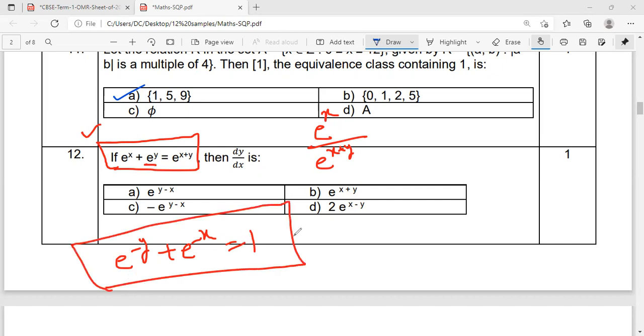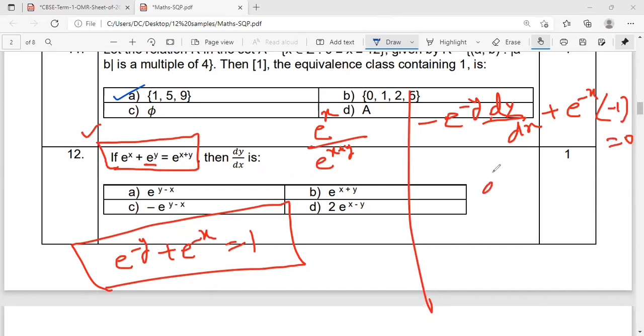Okay. And then you can differentiate both sides with respect to x. The derivative of e to power minus y is e to power minus y, and the derivative of minus y is minus dy by dx. So minus sign out, dy by dx, and plus e to power minus x, and the derivative of minus x is minus 1. This should be 0. So what you are getting is negative of e to power minus y, dy by dx, is equal to e to power negative x. Just transpose this to the right.